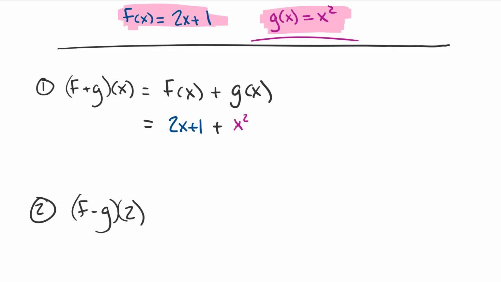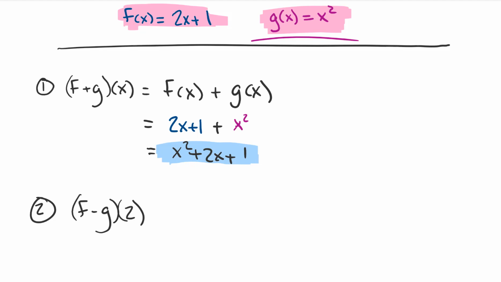Let's just write this in descending order. Put the x squared first. We get x squared plus 2x plus 1. And there's an answer. Yes, that factors down to x plus 1 all squared, but I don't care. I'm just trying to put that stuff together. That's what it means for f plus g of x. Now you can plug in numbers, you can do whatever you want there as long as it's within what's called the domain of the function.